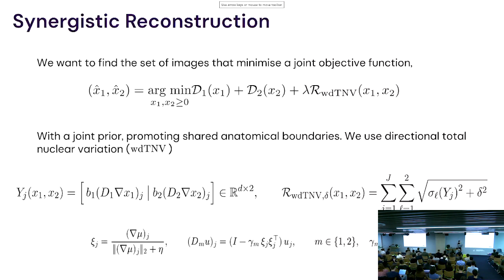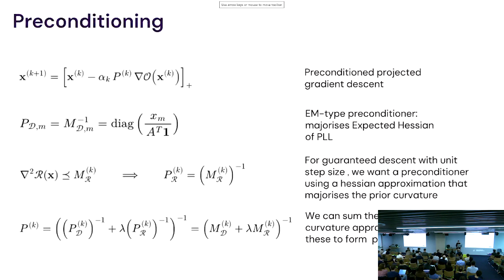And so this quite complicated prior gives quite complicated curvature. And so the point of this small evaluation is to see if we can create a preconditioner that means that we can reconstruct without a prohibitively long and difficult reconstruction process. So the reconstruction step that I'll be focusing on is preconditioned projected gradient descent.